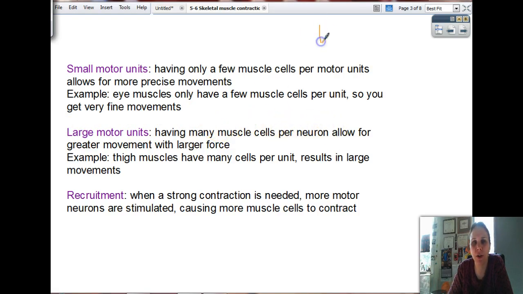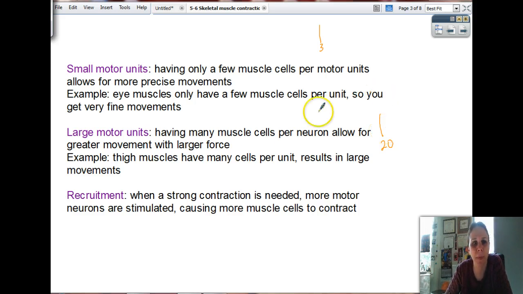So whereas this one here's a neuron may have 3 cells, this neuron's going to maybe have like 20 cells per neuron. And so that allows for greater movement with a bigger force. Example, your thigh muscles have many cells per unit, resulting in large movement. Because if your thighs could only do what your eyelids do, well, walking would be very difficult. And if our eyelids could do what our thigh could do, man, we could rotate our eyes all the way back in our head.